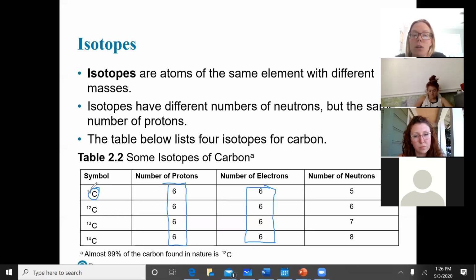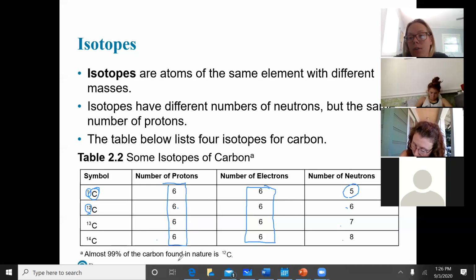So if my total mass is 11, 6 of them are being taken up by protons. That means the remaining 5 are the number of neutrons. If we're dealing with carbon 12, we have an atomic mass of 12, 6 are protons, 6 are neutrons. If it's carbon 13, 6 are protons, 7 are neutrons. If it's carbon 14, our really heavy carbon, we have 6 protons and we have 8 neutrons.